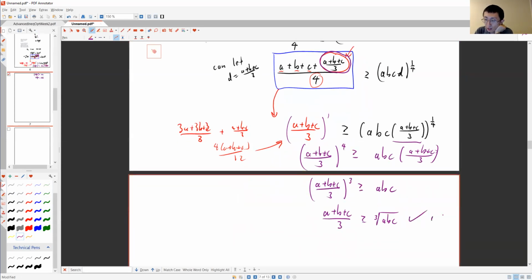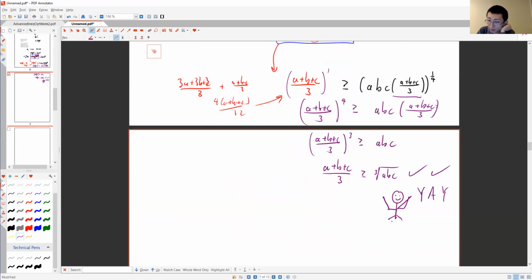Check, check, check. Yay. Let's draw a happy person who is celebrating. Yay. Okay. This is a very distorted drawing.